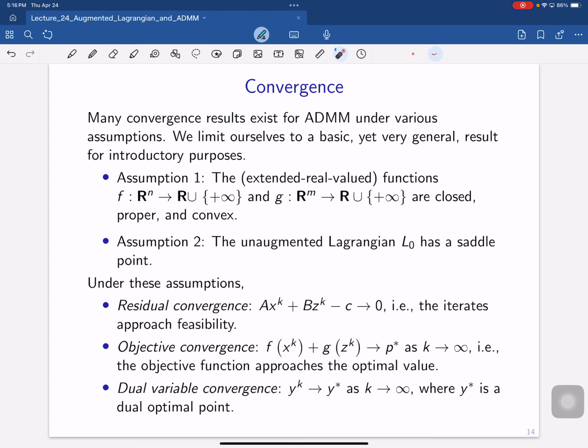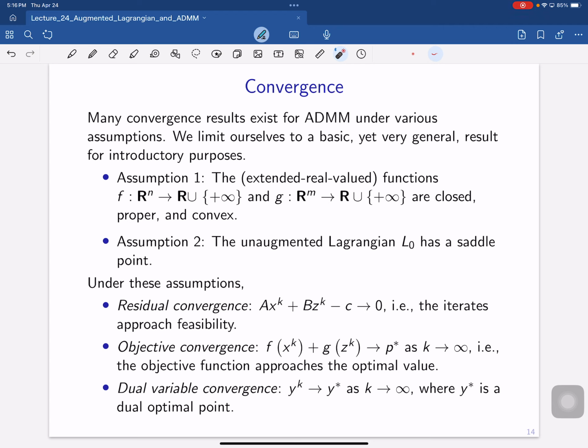Under two assumptions: first, we have extended real-valued functions that are closed, proper, and convex, right? Most of these properties are standard, especially if you have convex functions. And then the unaugmented Lagrangian has a saddle point. Okay, so with that you can show the convergence, right?